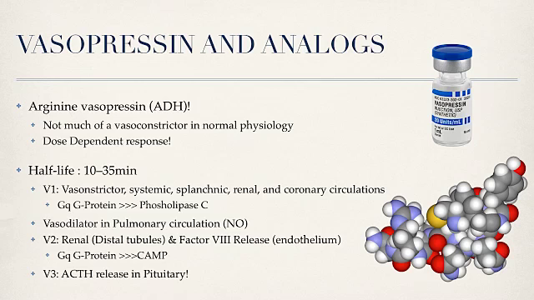Interestingly, the V1 receptor is also found in the pulmonary circulation, and it's a vasodilator there. So giving vasopressin to your patient will cause systemic vasoconstriction but pulmonary vasodilatation. So pulmonary hypertension might not be a big deal.